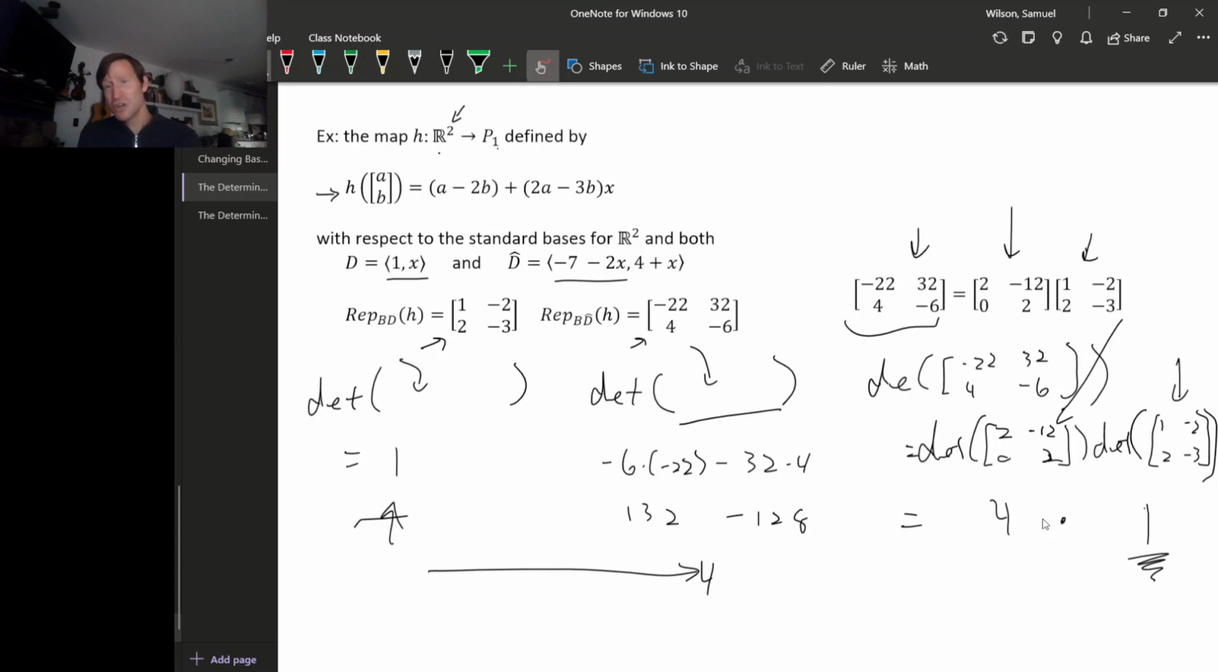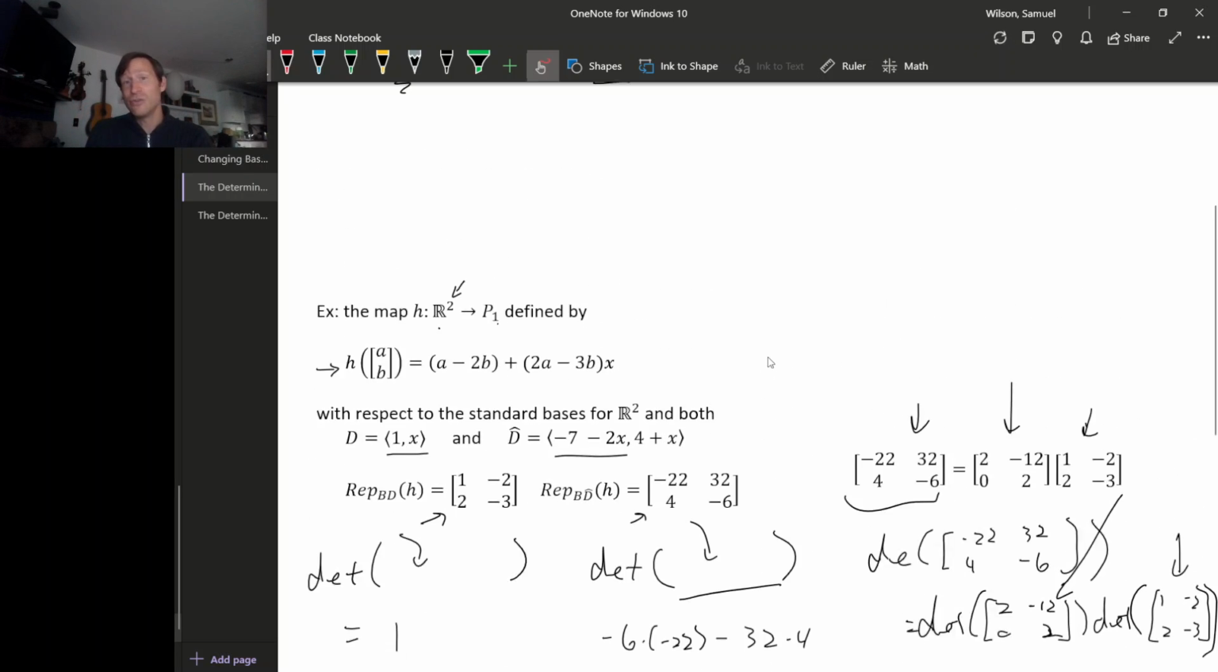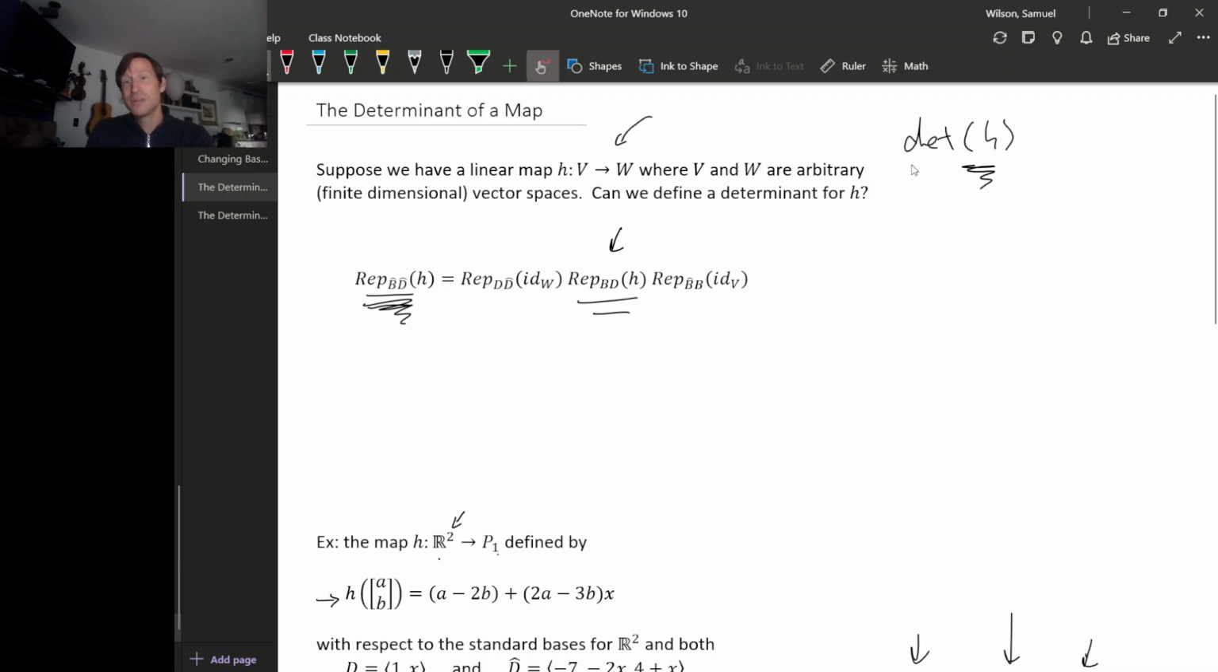So what this is showing us is there's no one correct representing matrix that we can use to define the determinant of a linear transformation. So in this general setting where you're going from one vector space to a different vector space, there's no sensible way to define the determinant of that linear map.